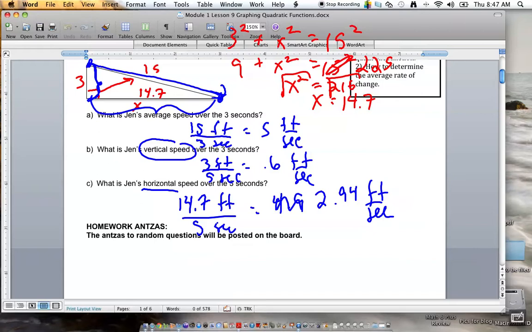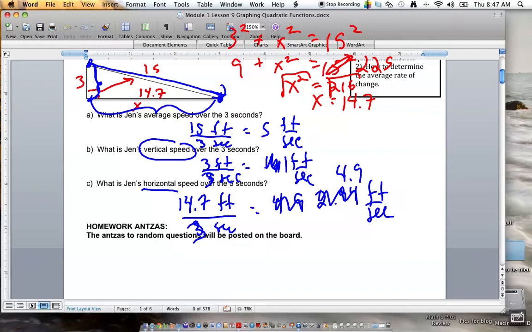Oh, because it says up here, oh, I'm sorry, hold it, let me change this back. 3 seconds, I thought it was 5 seconds. So this then changes to 1 foot per second, and this then changes to, and this was 4.9 feet per second. There we go. Okay?